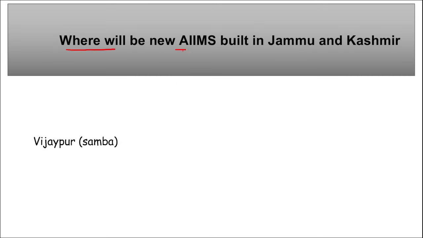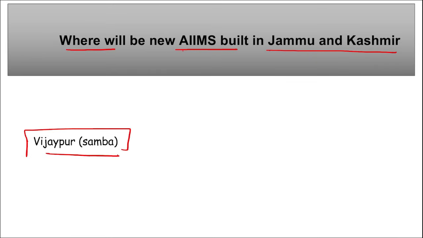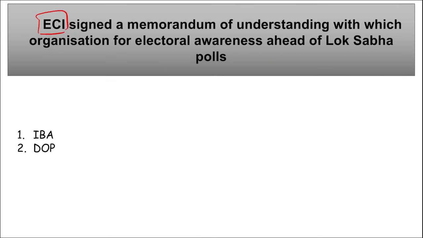Where will be new AIMS built in Jammu and Kashmir? So in Vijaypur district of Samba, remember here, new AIMS will be built, and recently PM Narendra Modi inaugurated, dedicated and laid the foundations of worth more than 32,000 crore rupees of projects in Jammu and Kashmir, and among them he inaugurated this AIMS Vijaypur in Jammu and Kashmir.